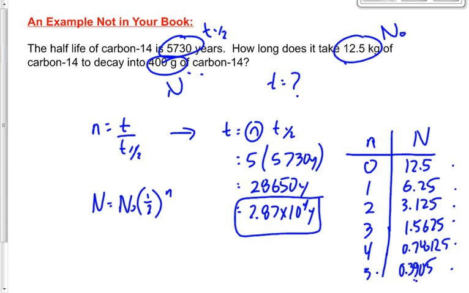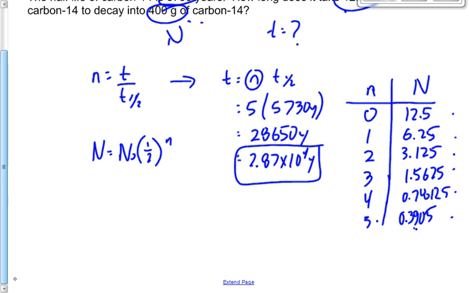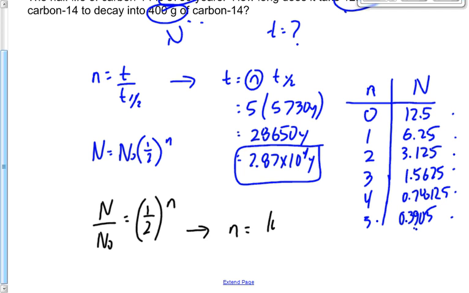All right, now for you logarithm people, let's solve for a little n. We're just going to rearrange this equation a little bit. N over n sub 0 is equal to 1/2 to the little n. Now here's the big leap here. Little n is equal to log of N over n sub 0, over log of 1/2.